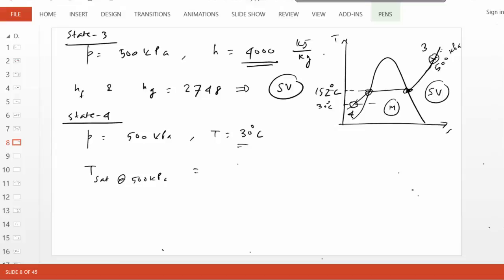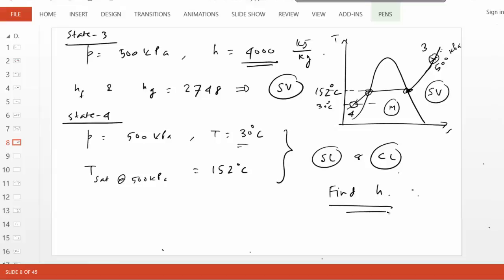Well, the plot is getting crowded. So we know from here already it's a subcooled liquid or compressed liquid. These are both terminologies that are used, compressed liquid or subcooled liquid. So we want to find properties. Let's say the question is find the enthalpy. So how do you go about doing that?